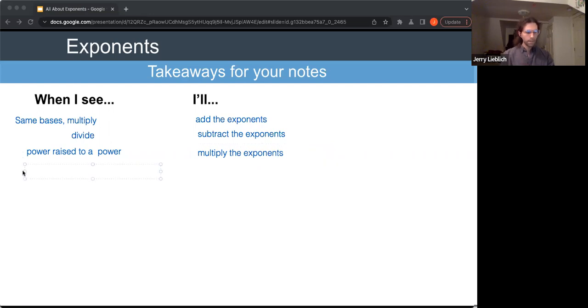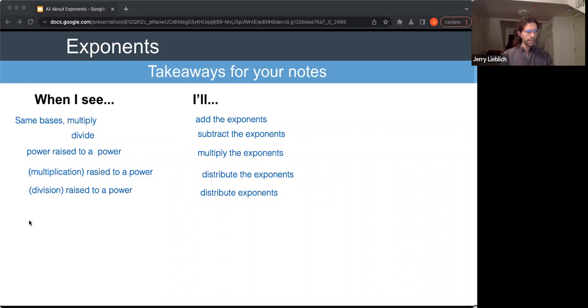If I've got multiplication raised to a power, I can distribute the exponents. If I have division in parentheses raised to a power, I distribute. If I've got addition or subtraction raised to a power, I do not distribute.